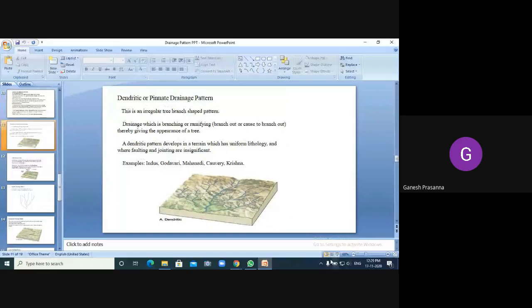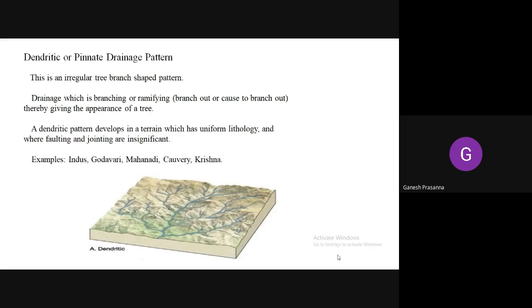Coming to the drainage patterns, there are some very important ones. One is the dendritic or the pinnate drainage pattern. What happens in the dendritic or pinnate drainage pattern is that this is an irregular tree-branch-shaped pattern. You know how a tree branches. This drainage pattern resembles an irregular tree branch shape.